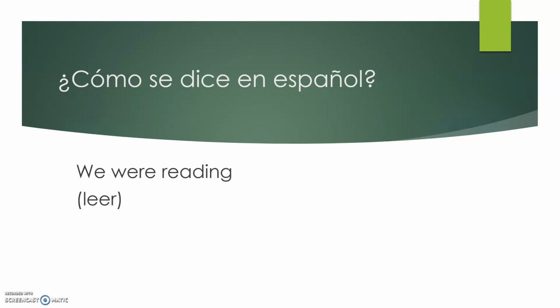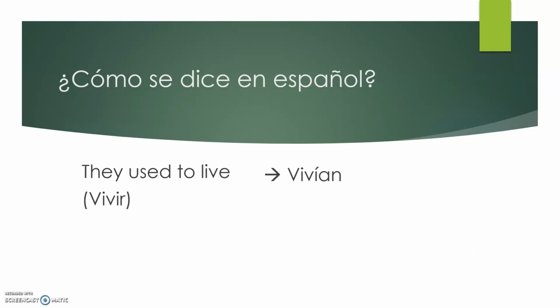The verb is leer, so we need to find the nosotros form of leer in the imperfect tense. Think about that for just a minute. I hope you found leíamos. Leíamos means we were reading or we used to read. How about they used to live, as in they used to live in Utah, but now they moved here? That is vivían. Ellos vivían en Utah.